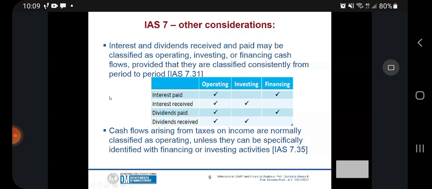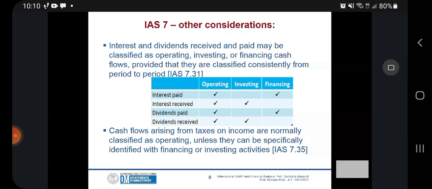Now we start with interest paid, and I explained that IAS 7 allows you to do whatever you want. If you want to categorize them as financing, that's fine. It is allowed under IAS 7. You are not violating the standard. If you decide to include interest paid under operating activities, that is also fine. Only with the condition that you continue to do this over time. You are not allowed to change the treatment of interest paid from one year to the other.